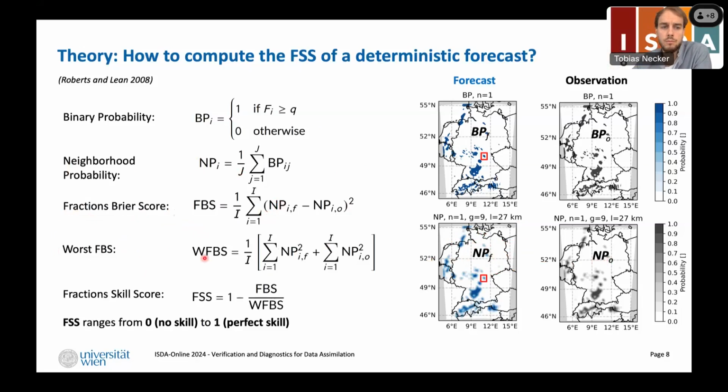And for the FSS, it's the maximum mismatch between the forecast and observation, which is also called the worst fractions Brier score. And this can then be used to compute the FSS. If you look at this formula and think about it, it becomes clear that 0 means no skill, and 1 means perfect skill. As I mentioned earlier, when you compute the FSS, you have two free parameters. One is this threshold that you can choose, so the event that you're interested in. And the second one is the neighborhood size, so how much of the displacement area do you want to relax or account for in the computation of the FSS.